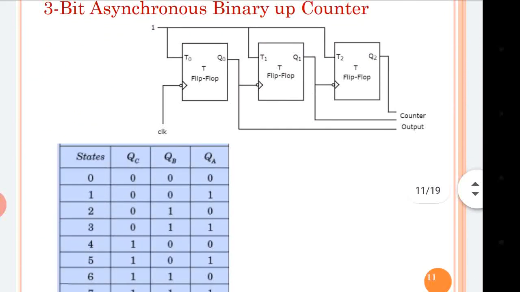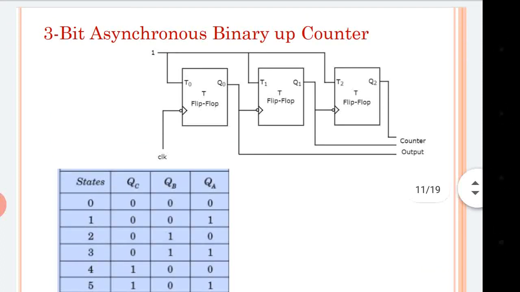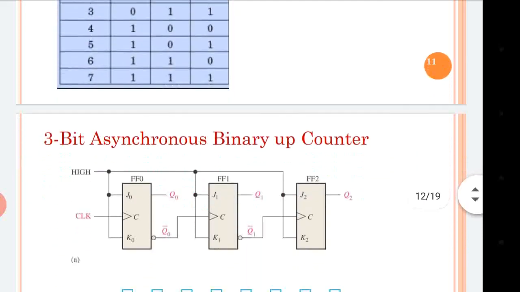3-bit asynchronous up counter. Now observe, if 3 bits are required, then I will draw 3 flip flops. As the name indicates, asynchronous means the external clock is connected to the least significant bit, which is QA, or you can say Q0 in this case, and the output of that is connected to the clock of the next, and so on. And the circuit will give the output from 0 to 7 as shown in the truth table.